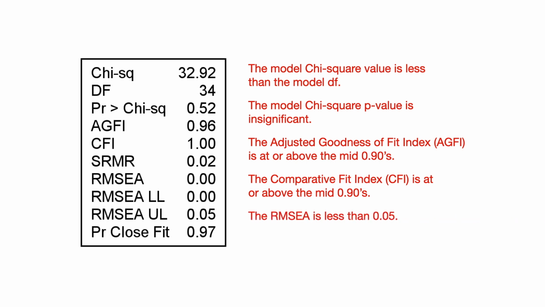And finally, the root mean squared error of approximation, which rounded to 2 decimal places is equal to 0.00, is less than 0.05. And so all of these fit indices indicate that the model provides a good fit to the data.